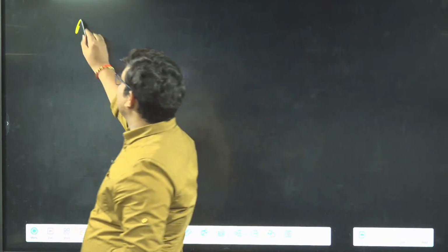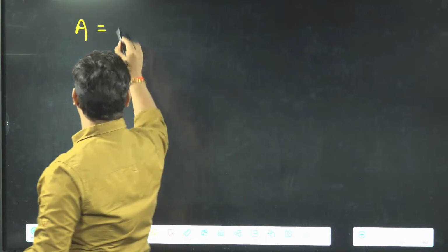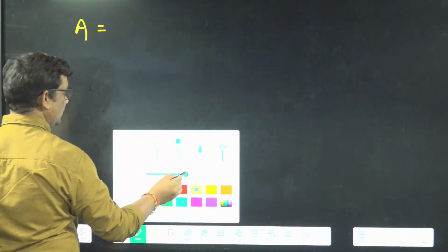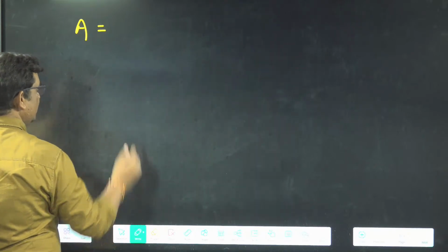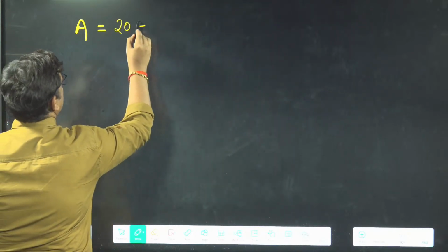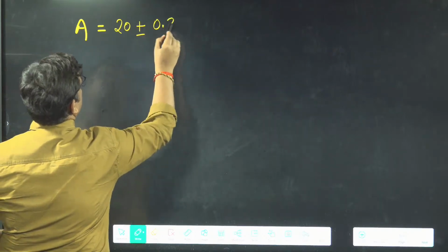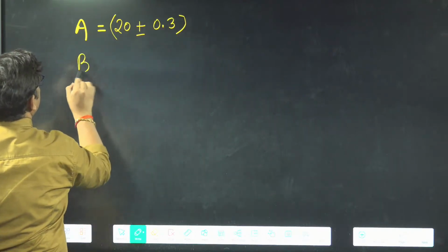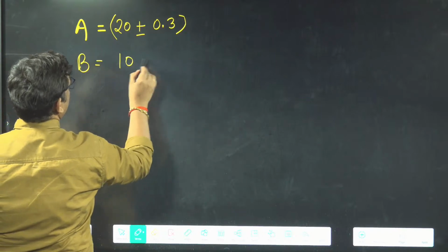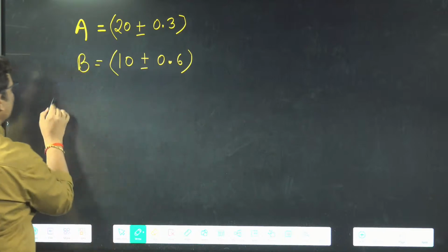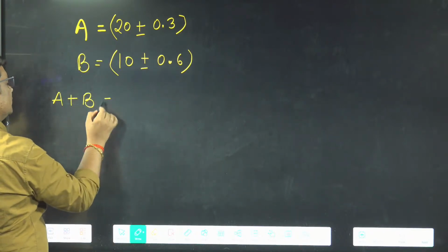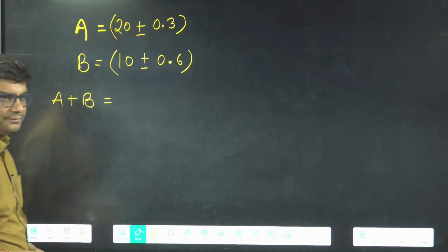So suppose I give you one quantity here, A, that is 20 plus minus 0.3, and B is suppose I have given you 10 plus minus 0.6. Then what is the A plus B? What will be the A plus B?